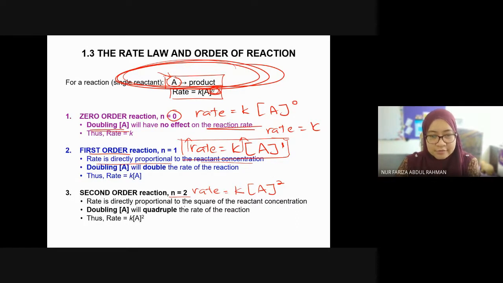Alright, so rate is directly proportional to the square of the reactant concentration. When you double the concentration, it will quadruple the rate of reaction. Bila you double, the rate will quadruple. Okay, dia berganda dia punya tu. So ni lagi dahsyat lah. Okay, lagi cepat lah rate dia tu. Kalau you double kan, dia jadi quadruple. Okay, so thus rate is equal to k A kuasa 2. This is the rate law.